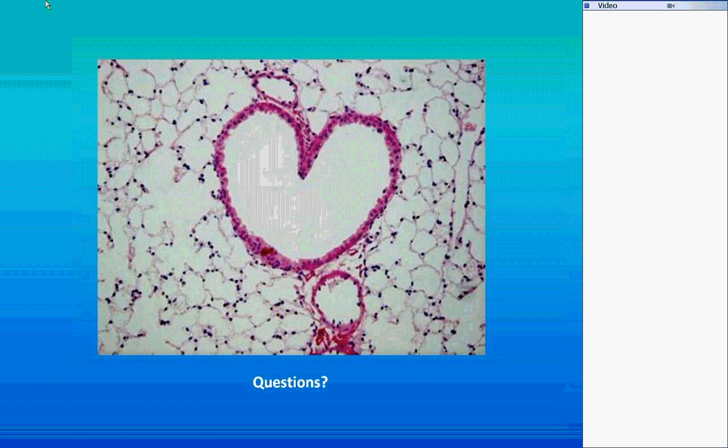The reverse profile, TTF1 with P63 negative, is a little bit more difficult in terms of you have to integrate that with the morphology. You may want to also include with that a mesenchymal stain. Certainly if you see those mucin vacuoles, it will lead you down the path of adenocarcinoma.